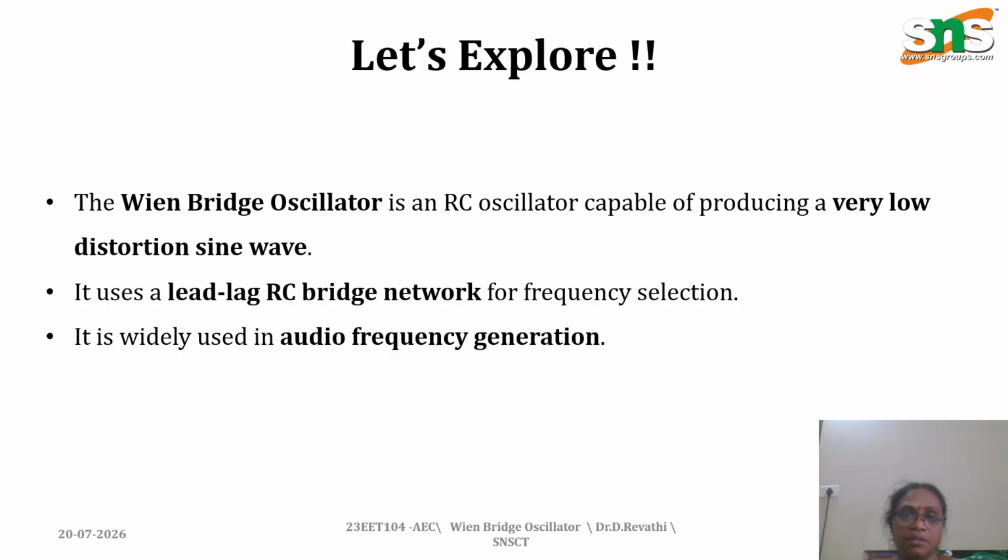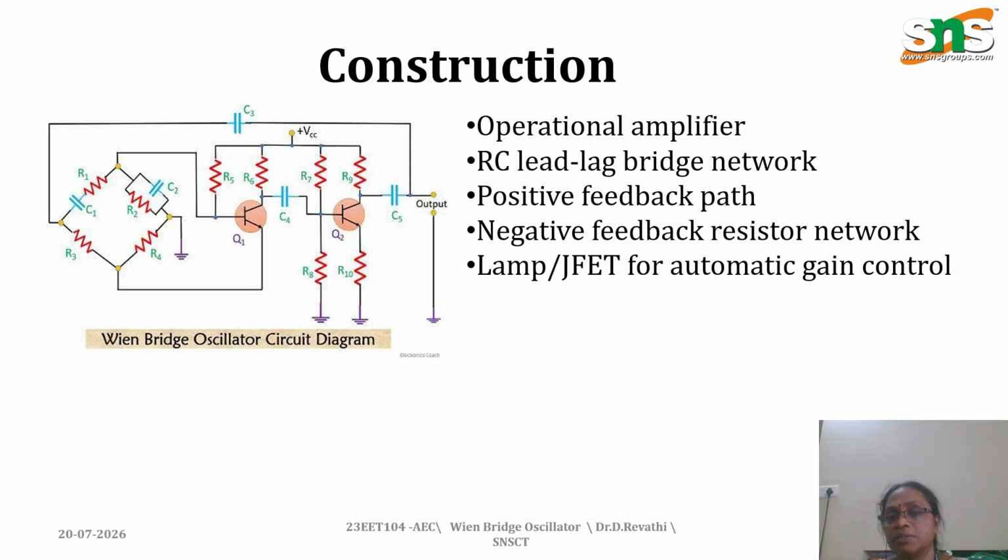A Wien bridge oscillator is an oscillator capable of producing very low distortions, and it consists of lag and lead RC networks. And this is the construction. It consists of operational amplifiers in the circuit. This is the positive feedback section, and this is one stage of oscillation, and in the other stage the output satisfies the Barkhausen oscillation criteria. You have to produce continuous pulses.